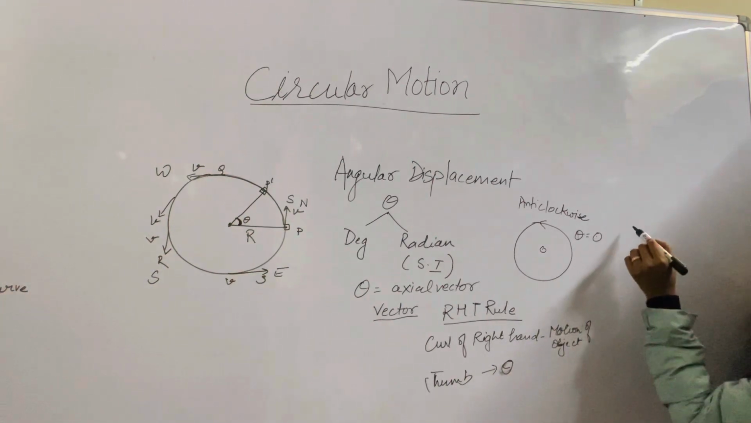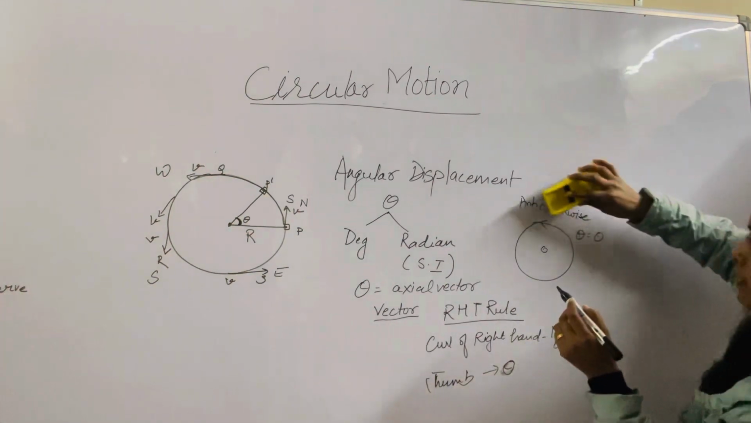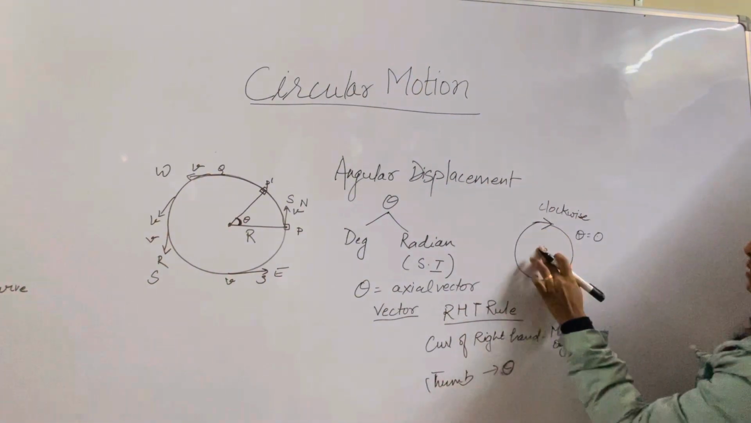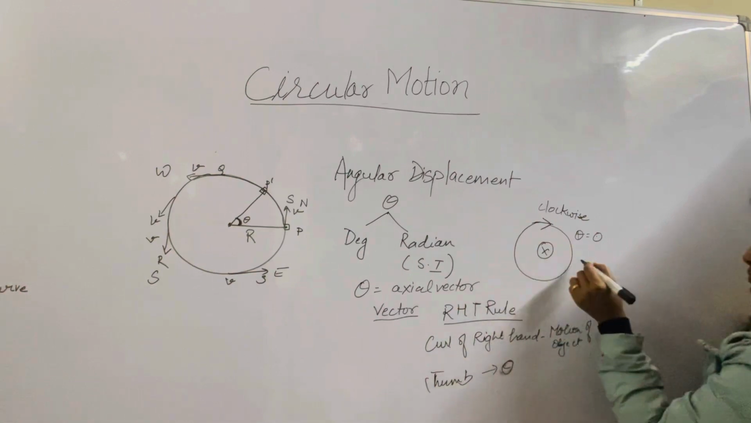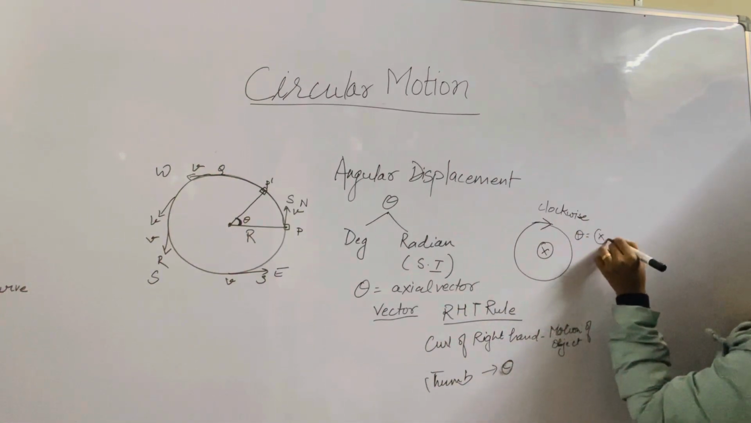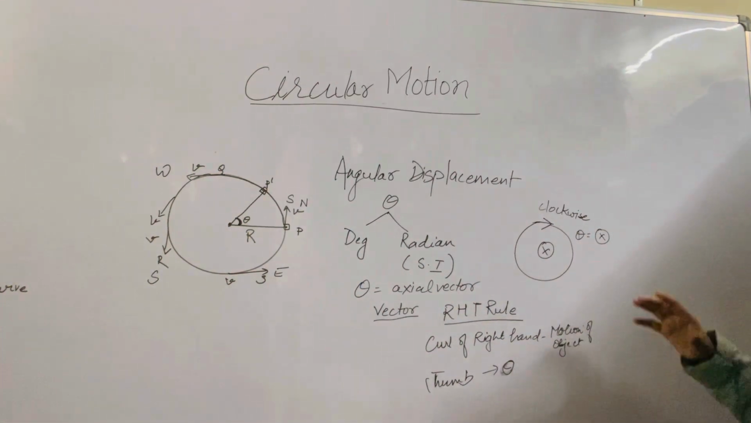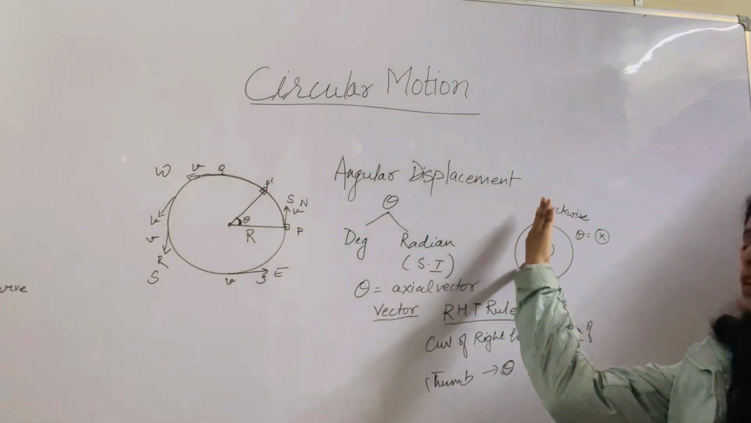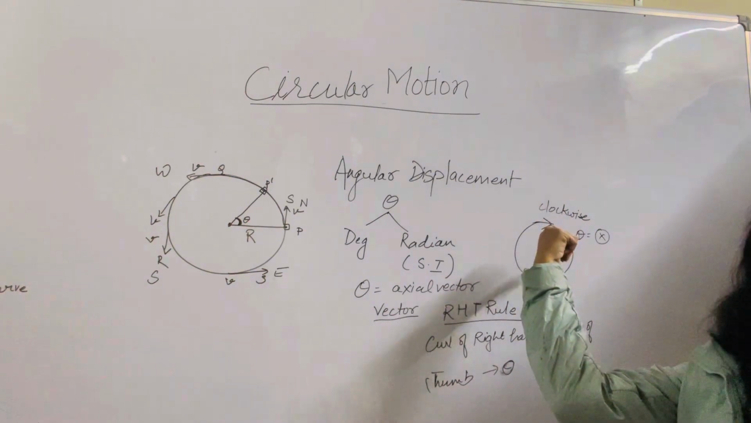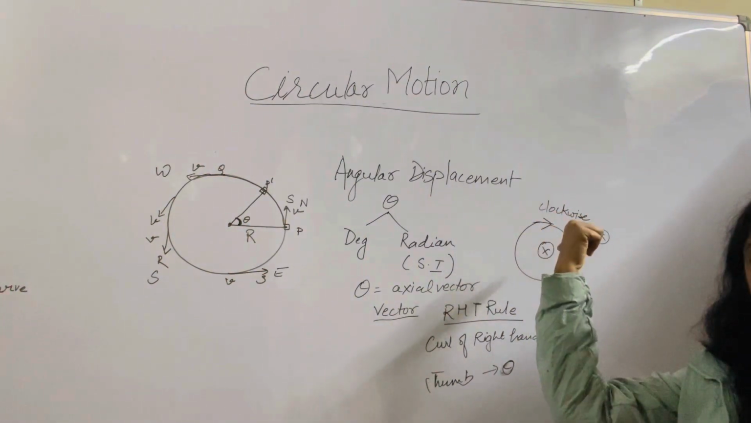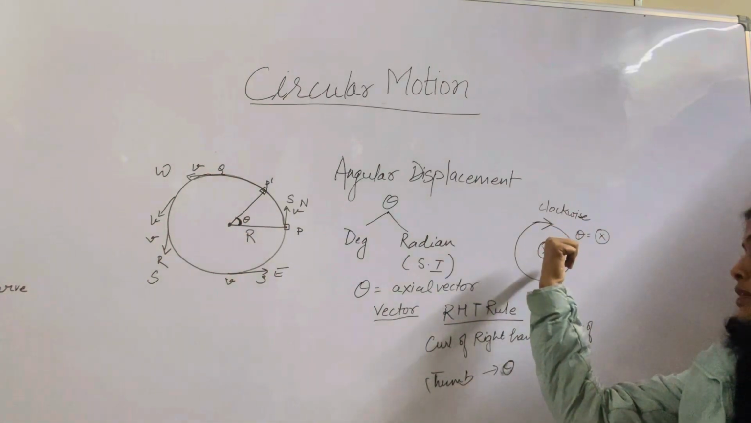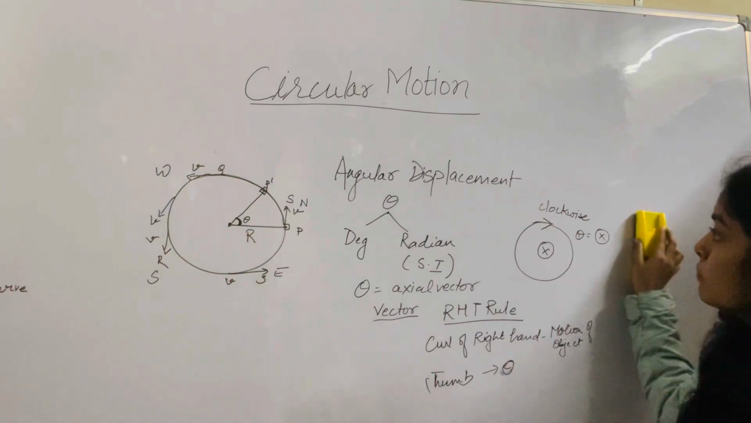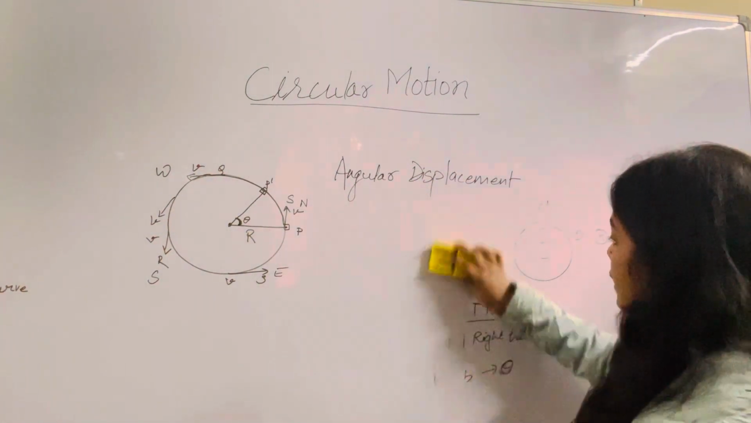The next case is when the object is moving in the clockwise direction. Then the direction of the angular displacement will be inward. We can use our right hand again, and we can see that the curl of the fingers denotes the direction of the object in the circular path, and the thumb is indicating inward. That means it indicates the direction of the angular displacement. Okay, it's clear.